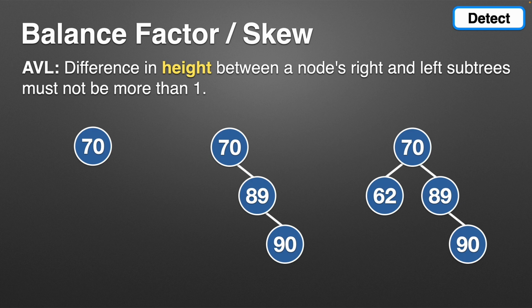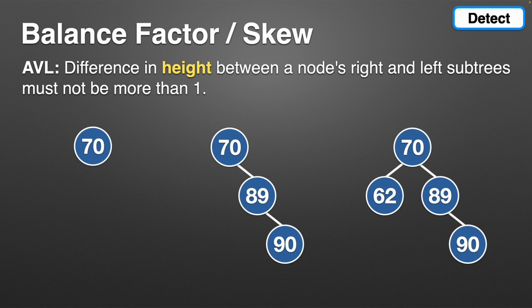So in order to actually detect if a tree is balanced or not, we're going to compute something called the balance factor. You'll also hear this called skew sometimes. How does this tree skew? The idea for an AVL tree is pretty simple: the difference in height between any node's right and left subtree should not be more than 1.